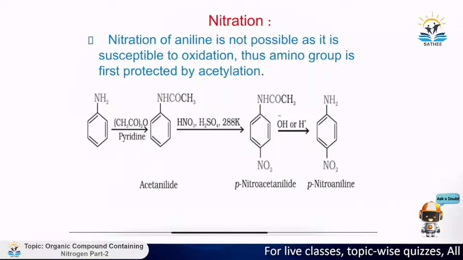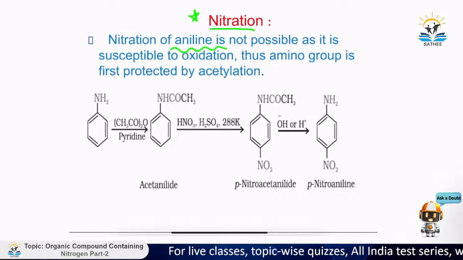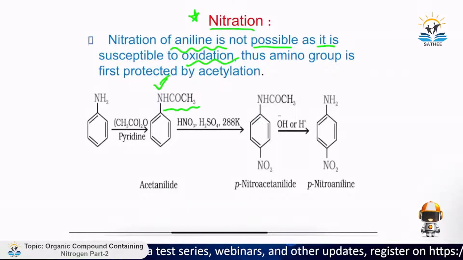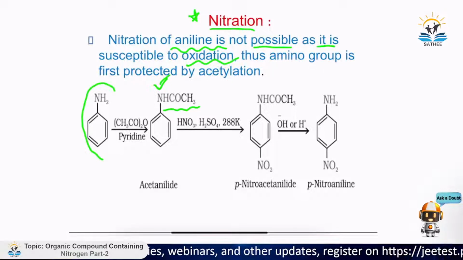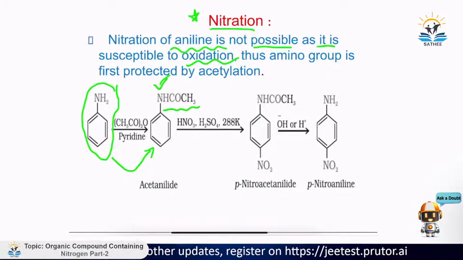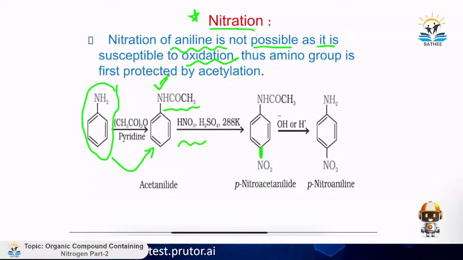So the first was bromination, now we see nitration. Now nitration of aniline is not possible, as it is susceptible to oxidation. So since we cannot perform it on aniline directly, we will first convert it into acetanilide. Now the nitration of this acetanilide is possible, but the nitration of aniline was not possible. So we converted it into acetanilide. Now we will do the nitration, that is HNO3 in the presence of H2SO4. So now when we do nitration, we see that the NO2 group is able to attach at the ortho or the para position.